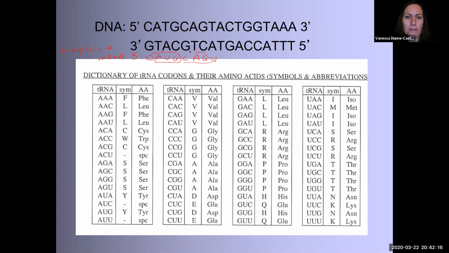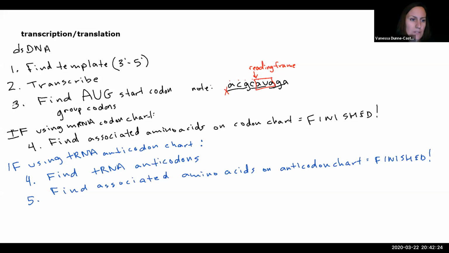Here's our second codon. Now for transfer RNA molecules, remember that we just finished step number 3, so we grouped our codons. So we don't have an mRNA codon chart. This time we have a tRNA anticodon chart. So we're skipping down here to step number 4.